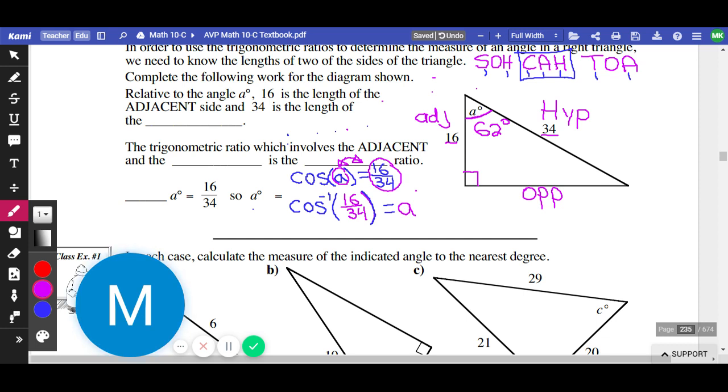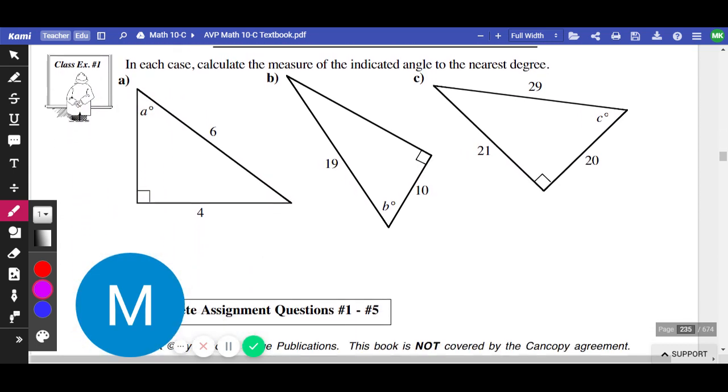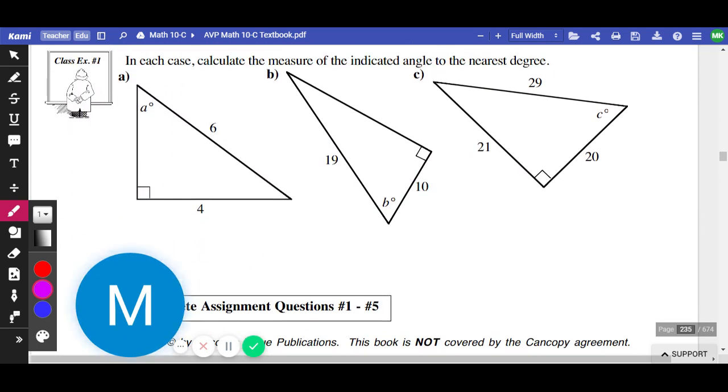Awesome. We'll do a few more examples together. I think three examples together, and then we'll talk about a couple of definitions. So, in each case, calculate the measure of the indicated angle. I'll do one more with you, then you can try one more on your own, and then we'll talk about the third one. A. I'm looking for a missing angle.